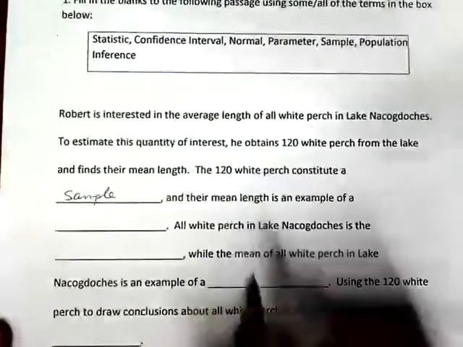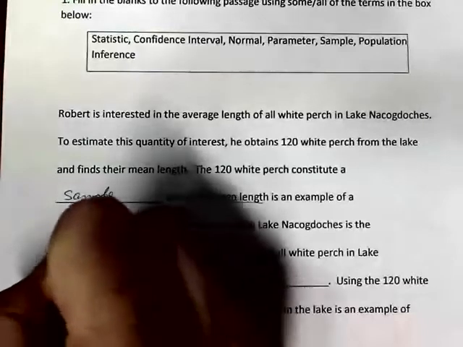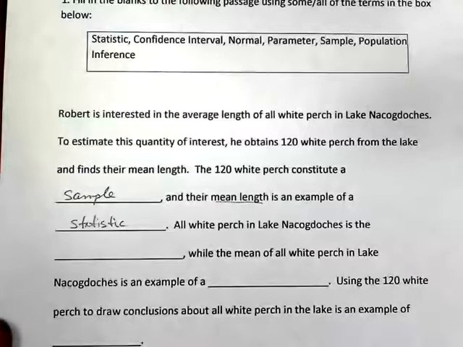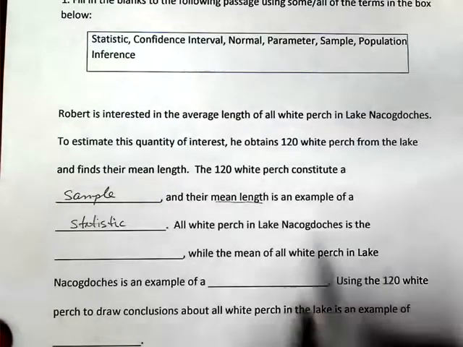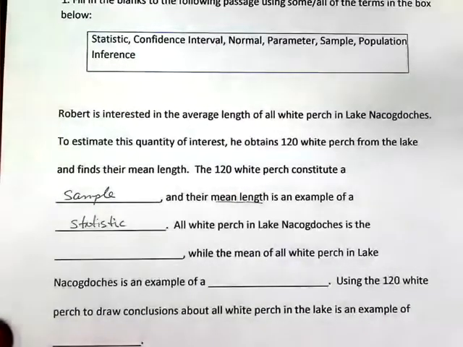Now, the mean length of this sample is an example of a statistic. If you recall, a statistic is a numerical characteristic of a sample. So the average length of these 120 describes that sample there. Another possible statistic you could have would be the proportion of white perch in this 120 that are males, or the proportion of white perch in this 120 that are less than 10 inches, or something like that.